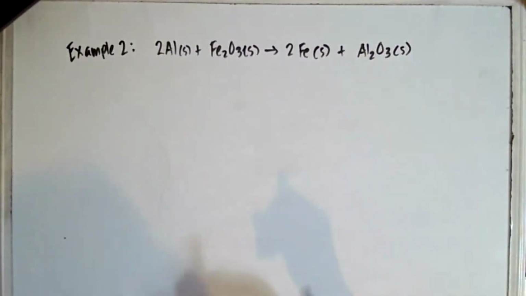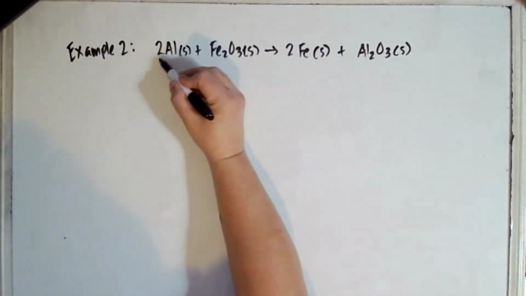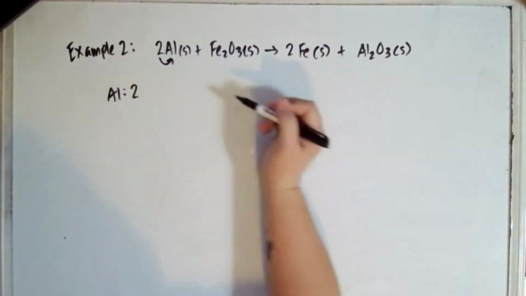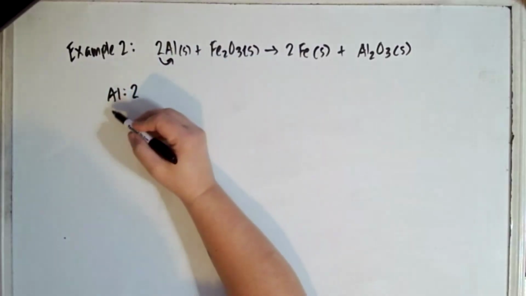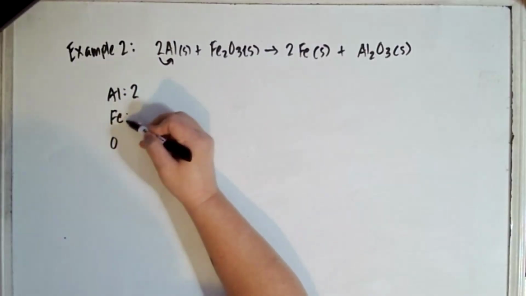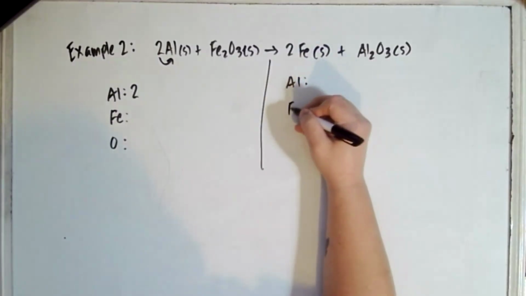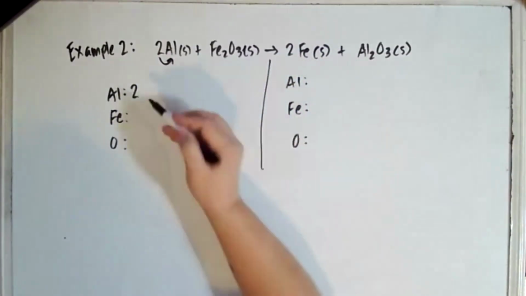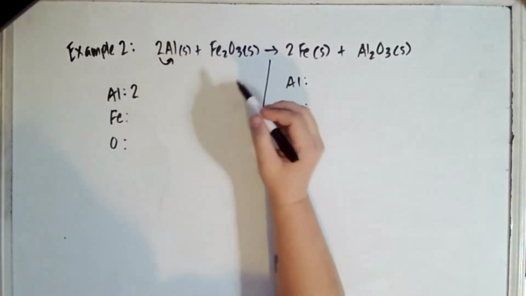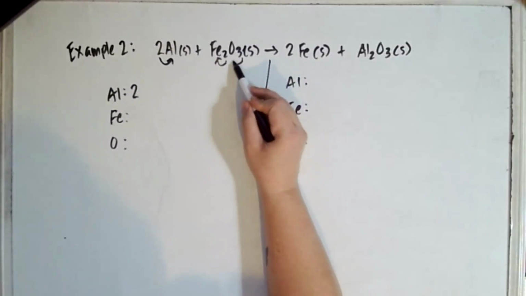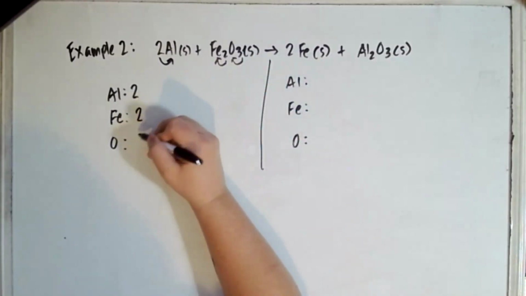All right. So now we're going to use our coefficients and our subscripts to help us count. So the 2 out in front tells us that we have two aluminums. Okay, I'm going to make a list of the elements on each side. I've got aluminum, I've got iron, and I've got oxygen on each side. So I've got two aluminums. My subscript here tells me that I have two irons, and my subscript here tells me I have three oxygens.